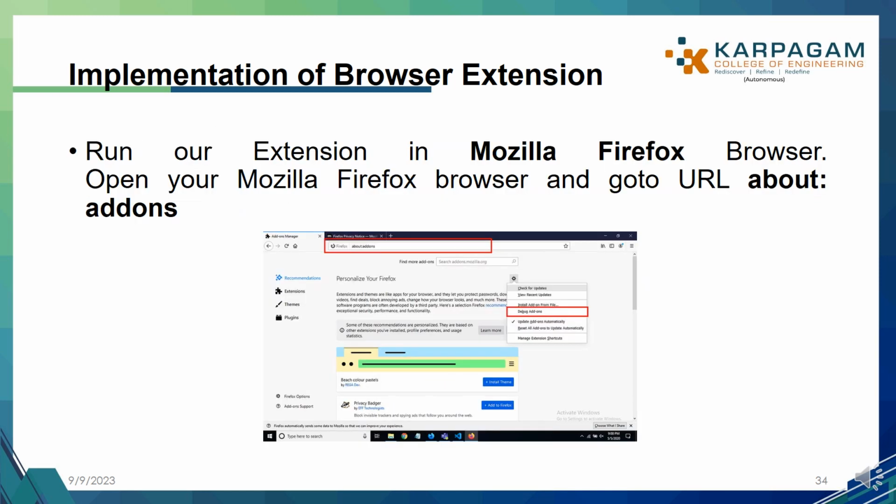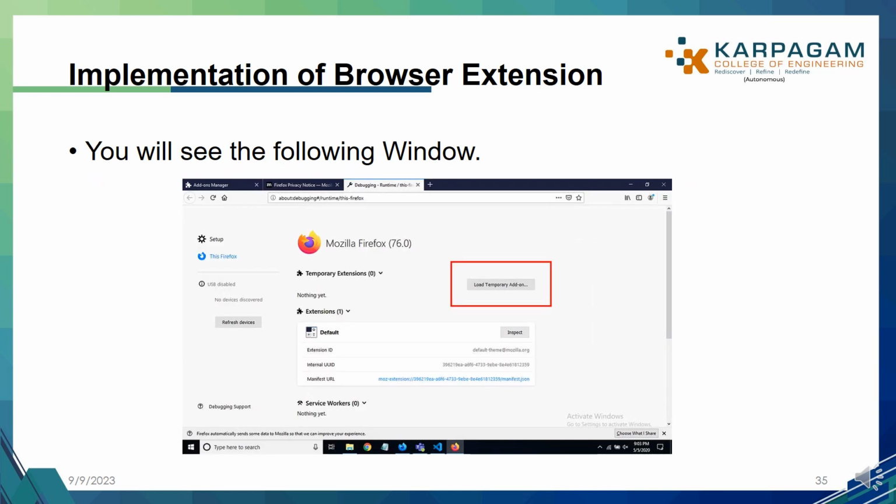Next, in Mozilla Firefox also we can add that. Just type about:addons in Mozilla Firefox and click debug add-ons, and you can make use of the browser extensions in Mozilla Firefox.